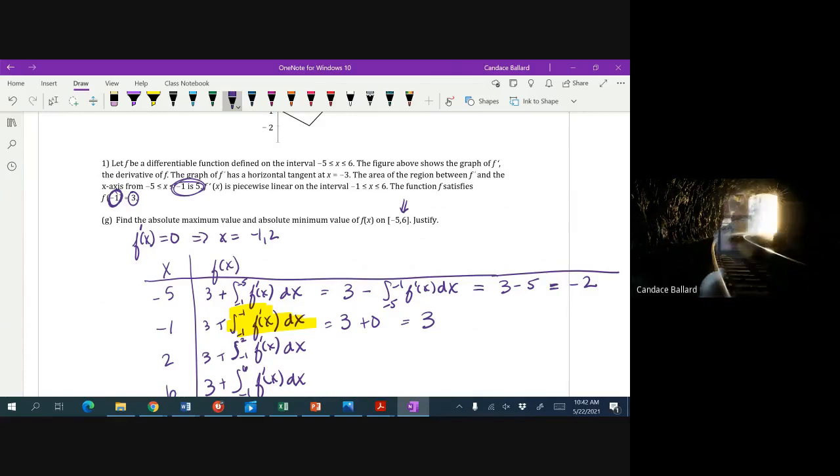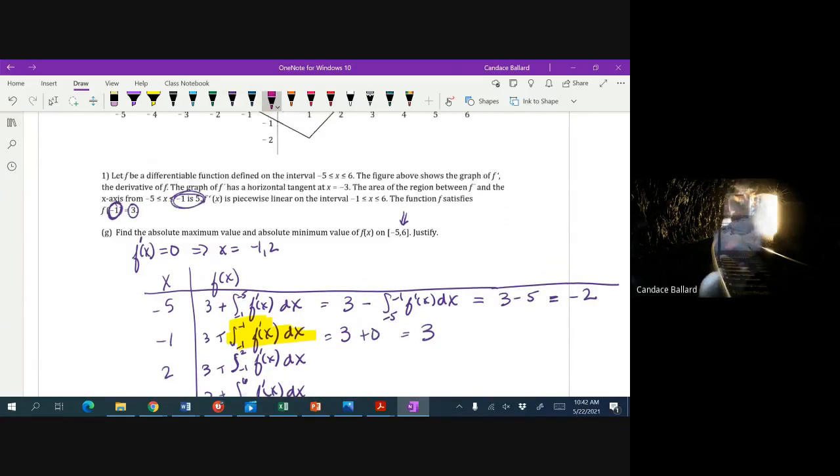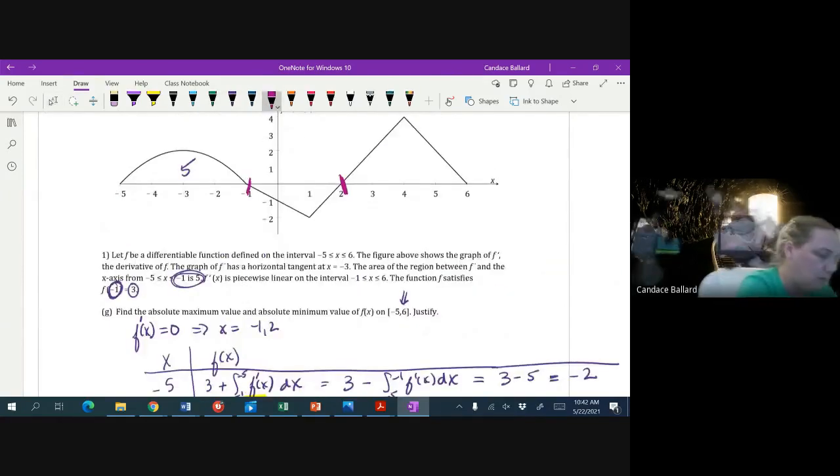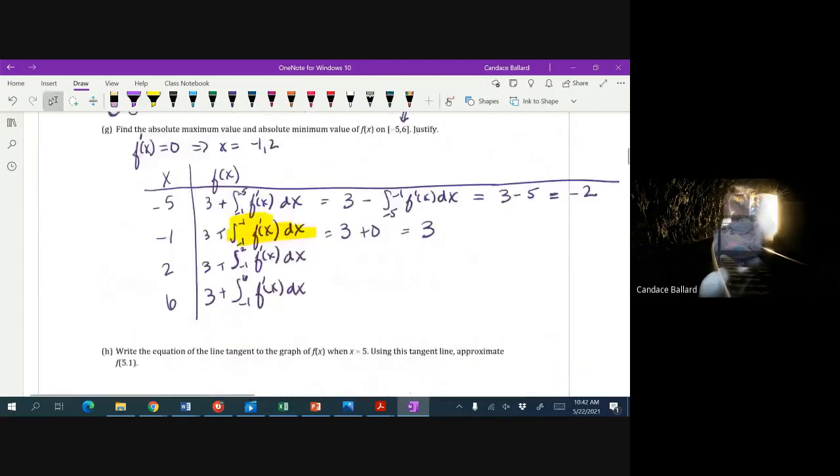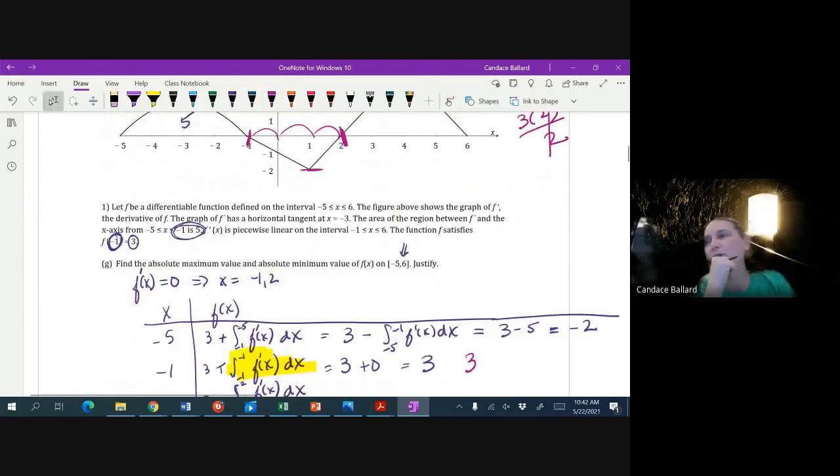All right, then I got to go from -1 to 2. So I need to find the area of that triangle. So let's see what I can do. 1, 2, 3. And then it looks like it's coming down 2. So this would be 3 times 2 divided by 2. What am I missing right now? I calculated 3. What am I missing about that? And why is that negative? Okay, good. It's below the axis.